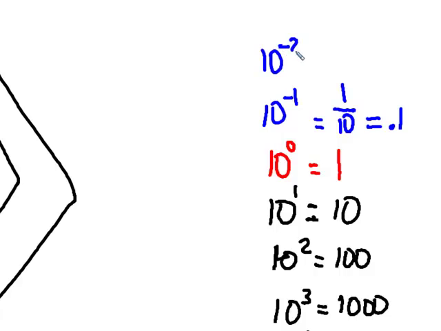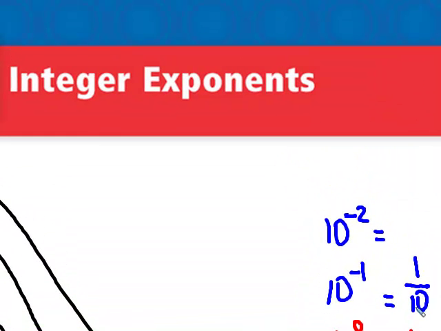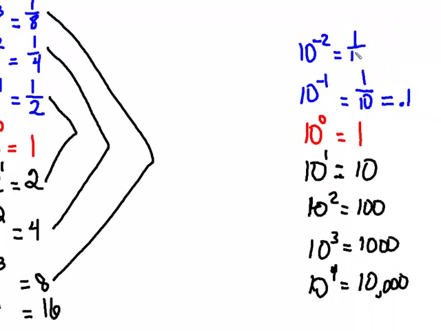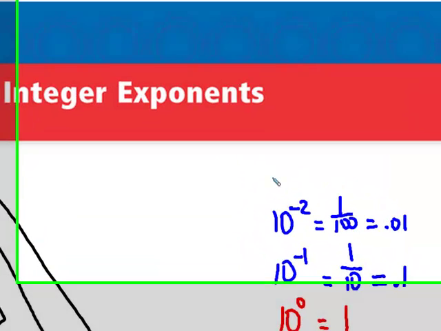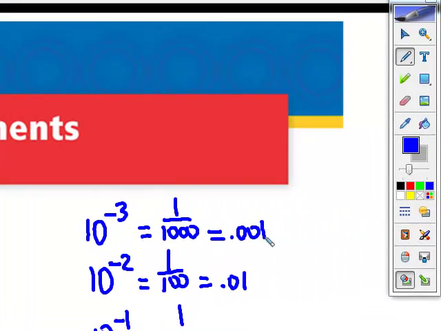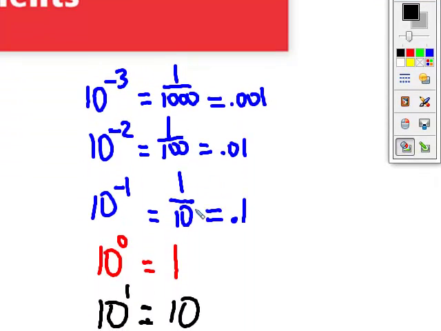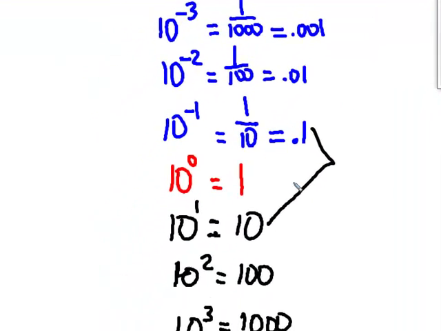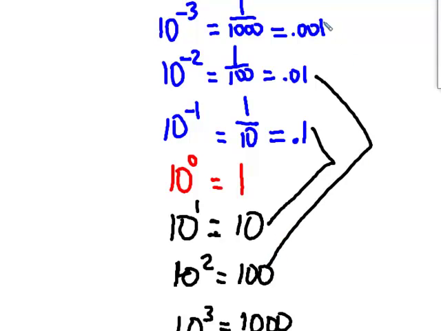And 10 to the negative 2 is 1/10 divided by 10, which is 1/100th, or we can write it as a decimal. So 10 to the negative 3 is going to be 1/1000th, and we write it like this. And again, I'm betting that you can see there is a relationship between these pairings.